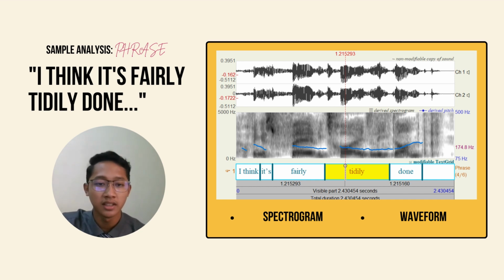As I mentioned earlier, the phrase was uttered in a rising tone at the end because the phrase is considered an uncertain statement. Here at the end, you can see the pitch, which is the blue line here, is rising at the end of the utterance, done to show that the speaker is uncertain with his answers or with his statement.